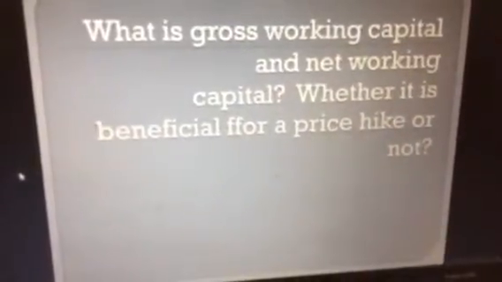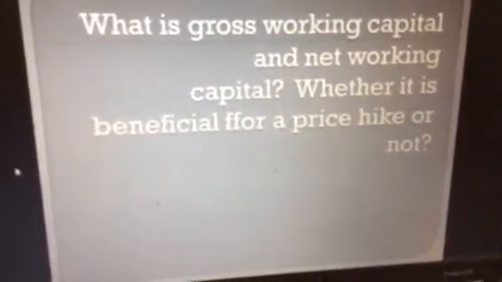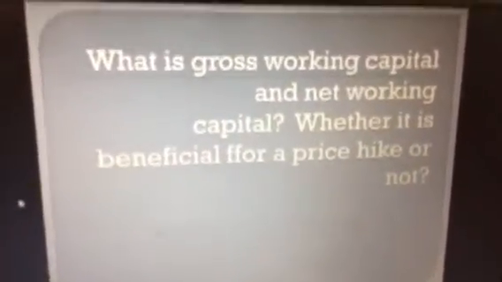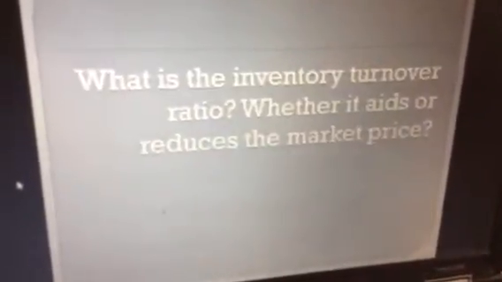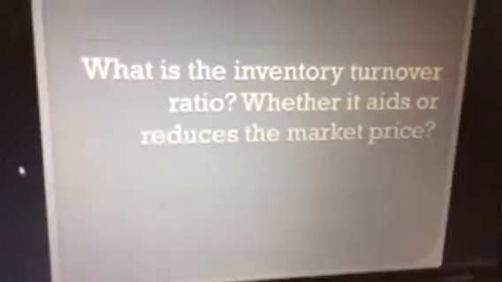Next is what is the gross working capital and net working capital, and whether it is beneficial for a price hike or not. Gross working capital involves the total working capital assets, and net working capital is that amount of the working capital that is contributed by the long-term sources other than the sundry creditors. So if you have a gross working capital which is useful and a net working capital which aids, then the price will be increasing.